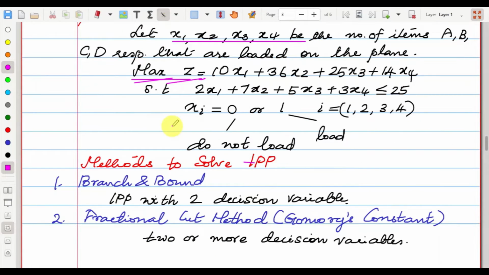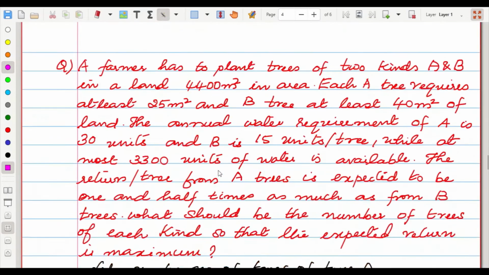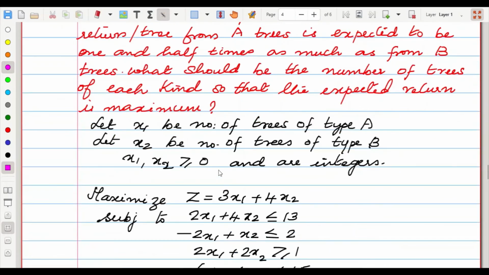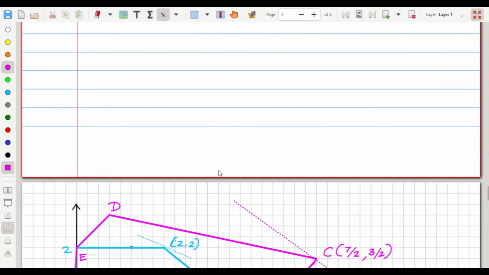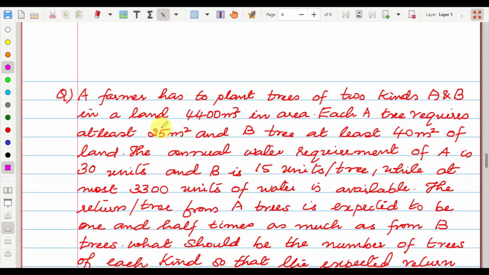So methods to solve IPP problems. First one is branch and bound. Here, IPP with two decision variables. Next one is the fractional cut method, or Gomory's constraint. Here also we are having two or more decision variables. So these are the two methods to solve the IPP. Also, we can solve IPP problems using the graphical method. So we can go through one example.